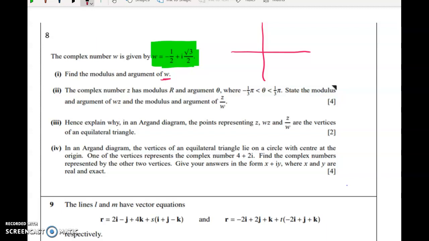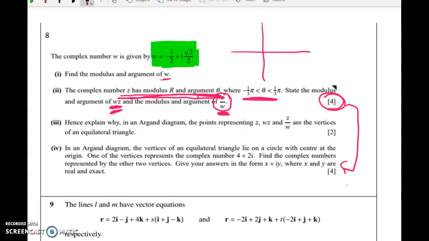And then reading through the question before we start, we're given another complex number, which looks like it's just r cis theta. And we're told something about where that's sitting. We have to state the modulus and argument of wz, and the modulus and argument of z over w. So straight away you should be thinking that when I multiply two complex numbers together, I multiply the moduli and I add the arguments, and the same result for division. And if you can remember that, then that's a really easy 4 marks.